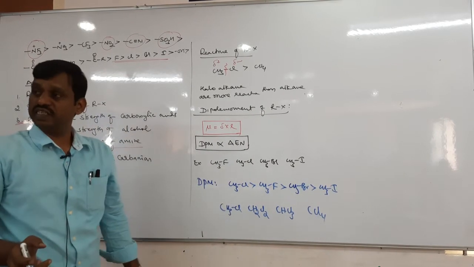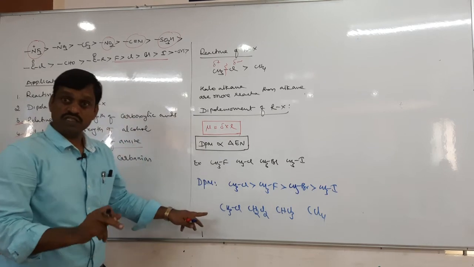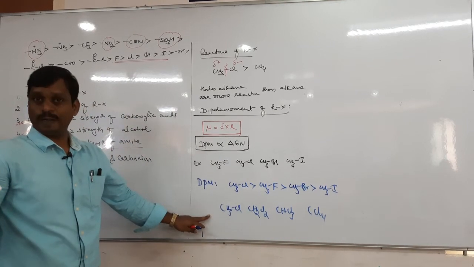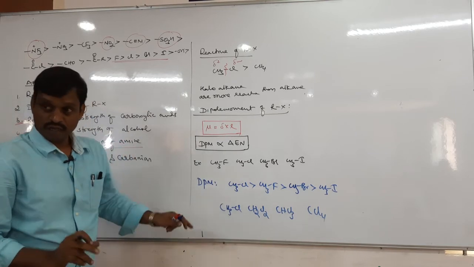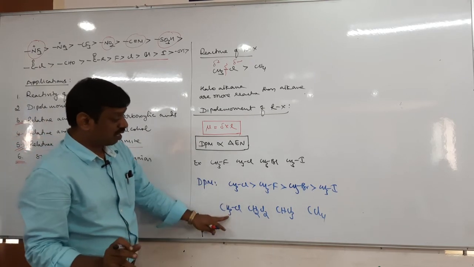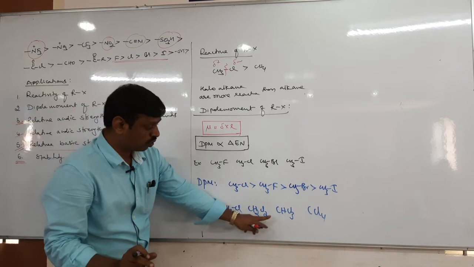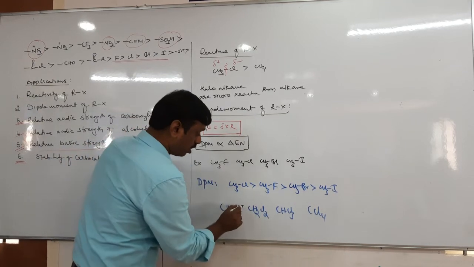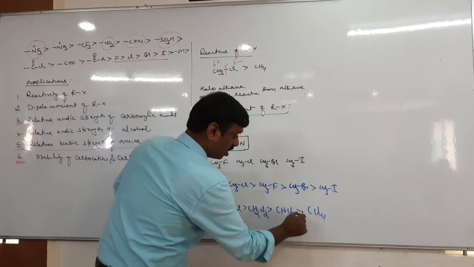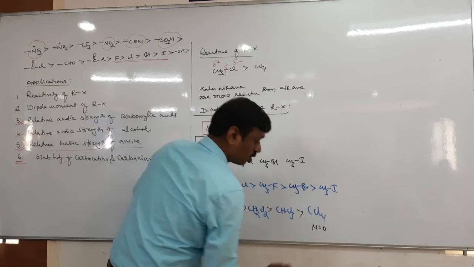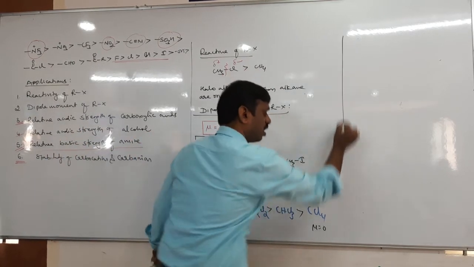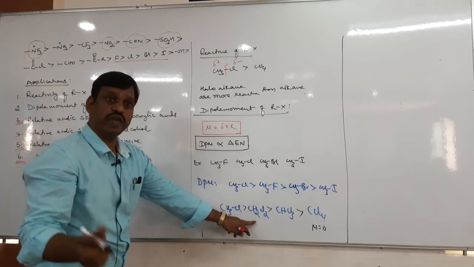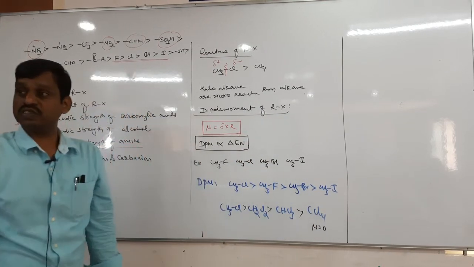It decreases. Now this is applicable only for haloalkanes. Don't apply it to inorganic molecules. In haloalkanes, as the number of halogens increases, with one chlorine, two chlorine, three chlorine, four chlorine, the dipole moment decreases, and here mu equals 0. Then what is the reason? Generally as the halogen increases, we expect polarity to increase.